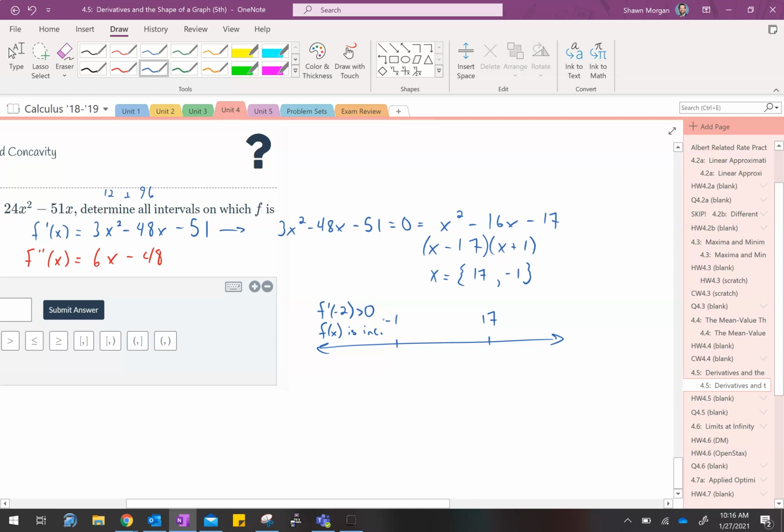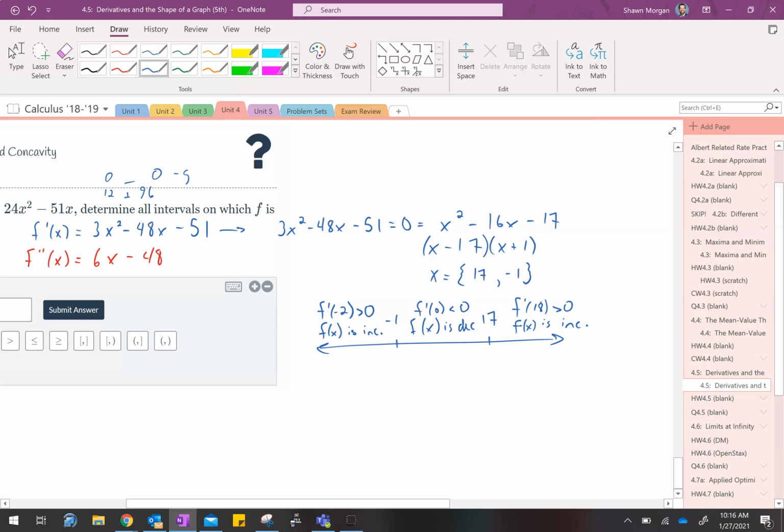If I said, what's f prime of 0? That's going to be negative because, doing the arithmetic, we get 0 minus 51. That's a negative number, so in that case the function is decreasing. Similarly, I won't take the time to plug in a large number, but for f prime on the far right-hand region, like if I plugged in x equals 18 or 20, f prime of one of those numbers is going to be back to being positive, and therefore the function itself is going to be increasing.